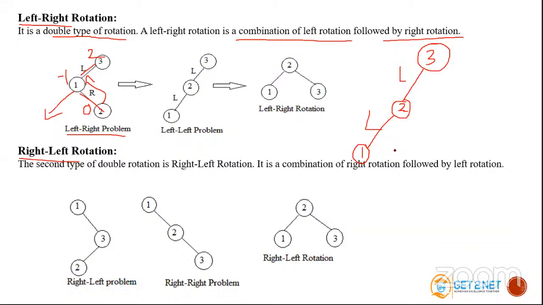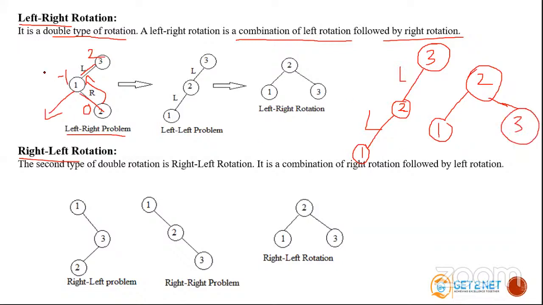Now we have to apply our right rotation. Normally, in the left-left problem, what are we doing? The right rotation solution, as we did previously. We take the 2 as our root node. 1 will come to the left subtree and 3 will come to our right subtree. Now our tree is balanced.